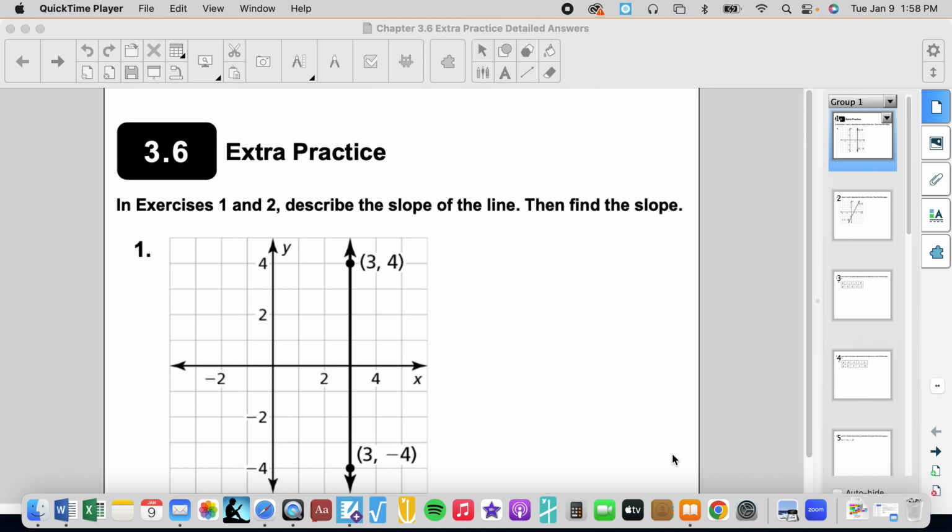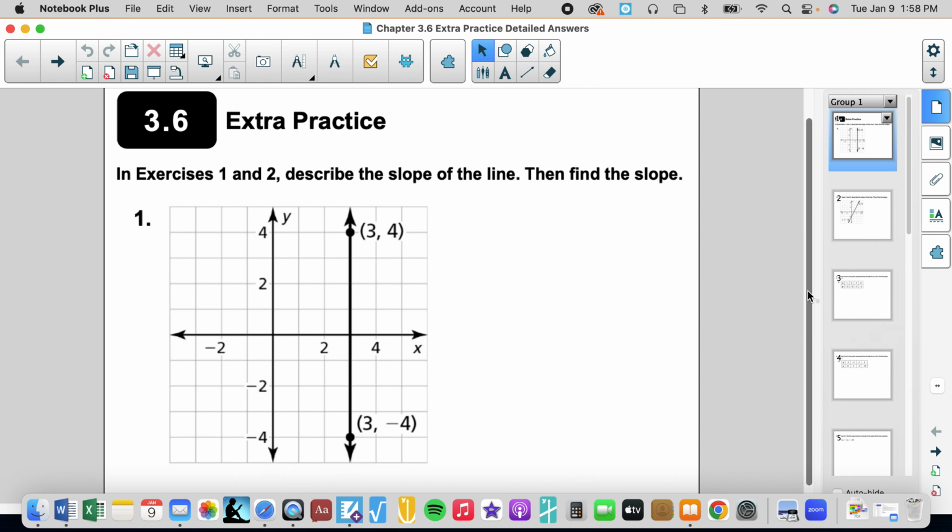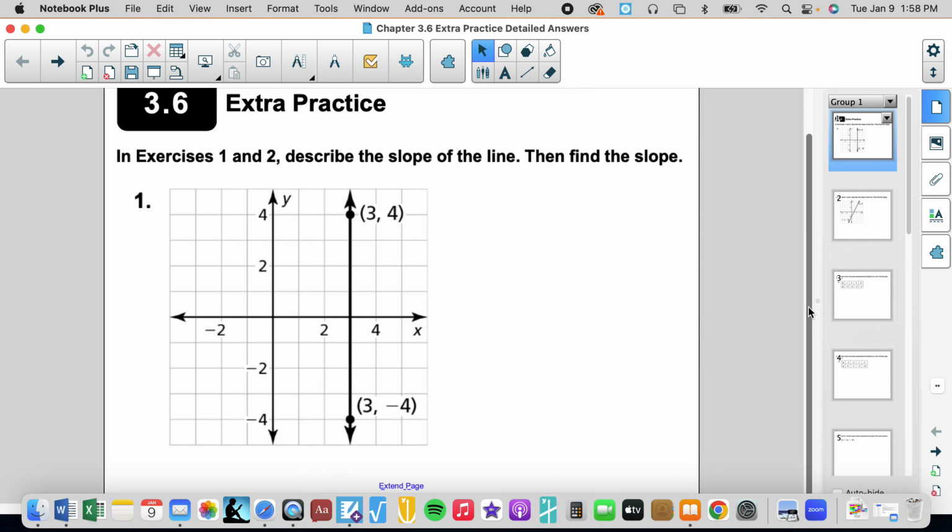Chapter 3.6 extra practice, dealing with slope, dealing with slope-intercept form, dealing with standard form. Lots of fun things here. So it says in exercises 1 and 2, describe the slope of the line, then find the slope.